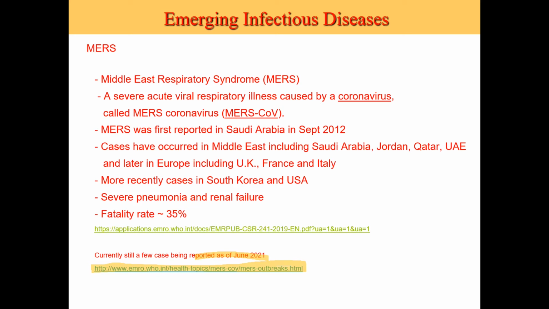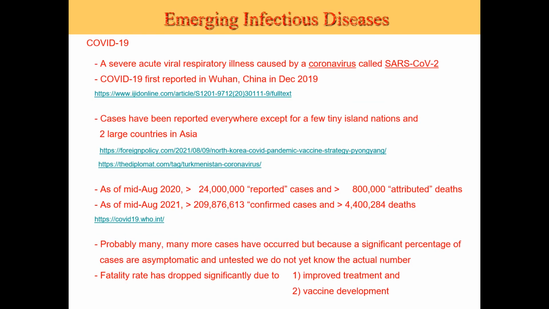However, a more serious coronavirus outbreak occurred in December 2019 with the emergence of a coronavirus called SARS-CoV-2. This is the cause of the disease called COVID-19. It was first reported, with human cases in Wuhan, China in December of 2019. And it very quickly spread throughout the world.